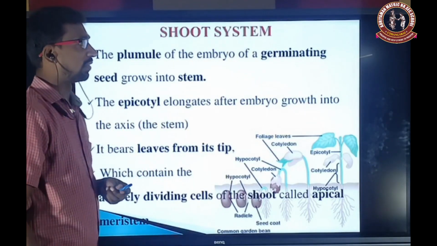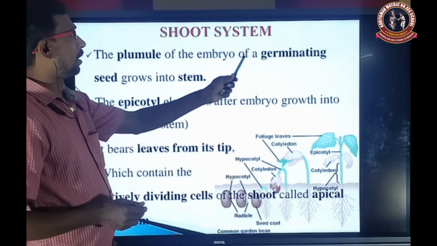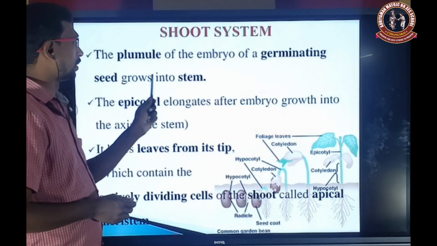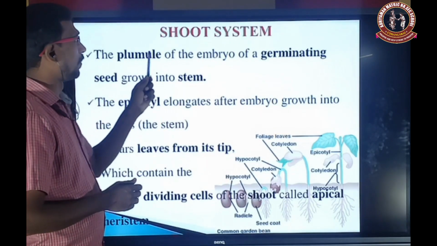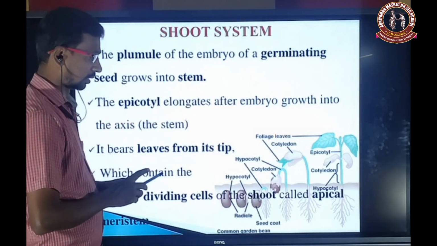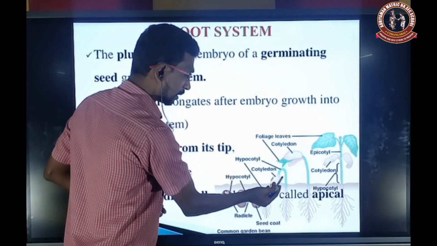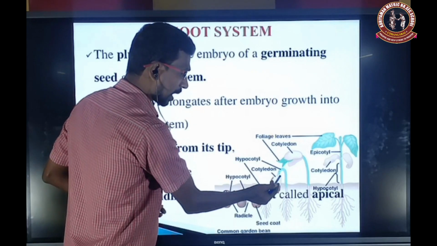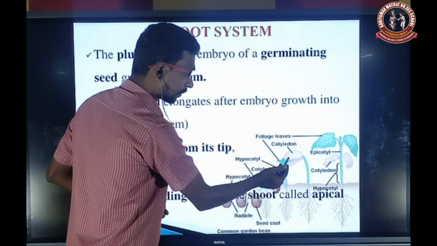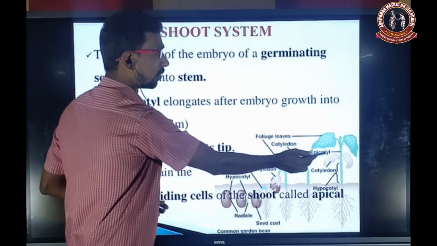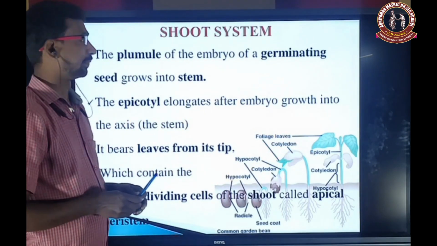The plumule of the embryo of a germinating seed grows into a stem. So here you can see this is the hypocotyl region and this region is the plumule. Here a foliage leaf will be formed.